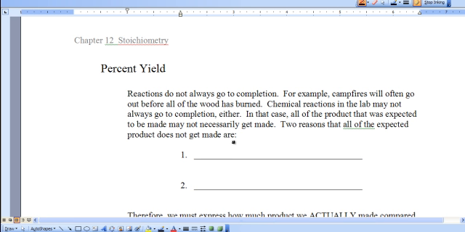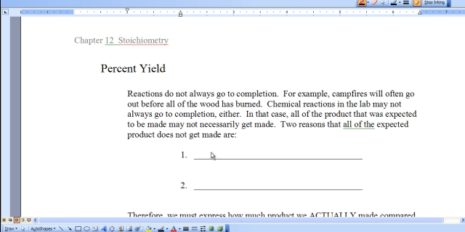Now we're going to take a step and say, okay, knowing that something runs out first, sometimes reactions do not proceed perfectly. For example, campfires will often go out before all the wood is burned. You've probably noticed that sitting around a campfire at a campground or on the beach. Well, chemical reactions in the lab may not go to completion either. So in that case, all the product that you expect to be made might not necessarily be made.